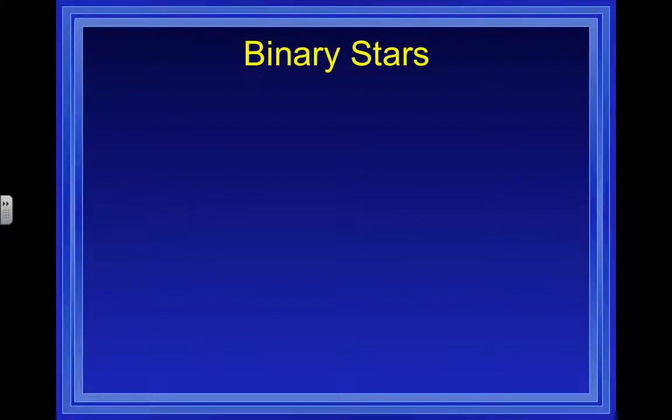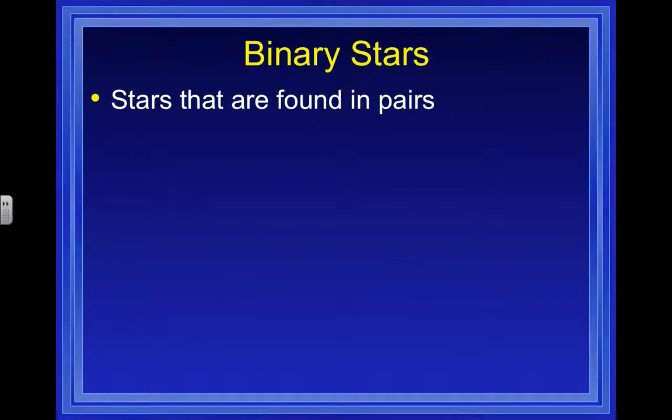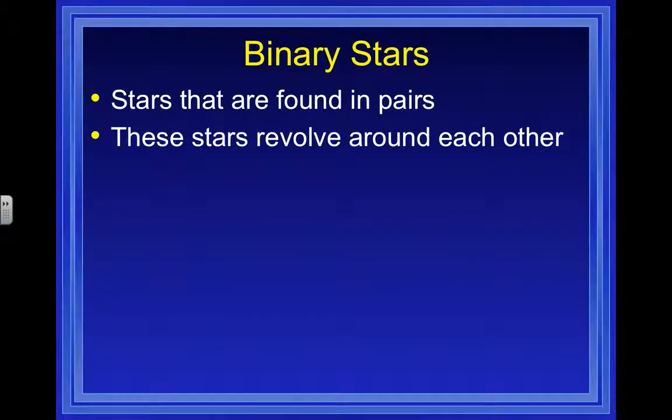Now, when we're talking about stars, the first kind of star we're going to talk about is a binary star. Binary stars are stars that are found in pairs. Two stars that appear as one. Sometimes you can have one in front of the other, one behind the other, one very, very close to the other. These stars usually revolve around each other.